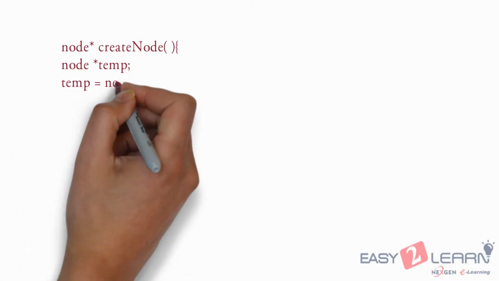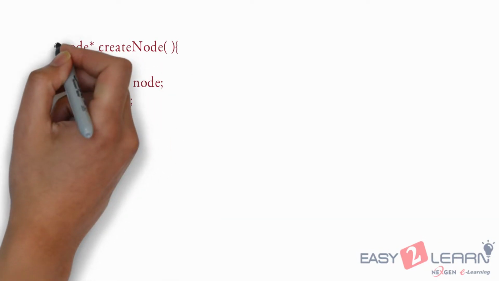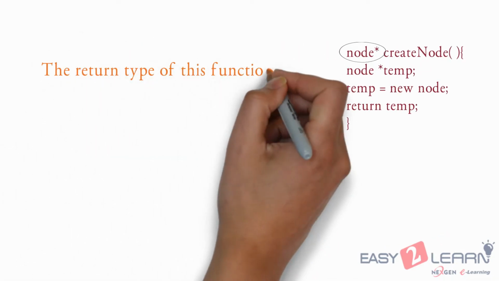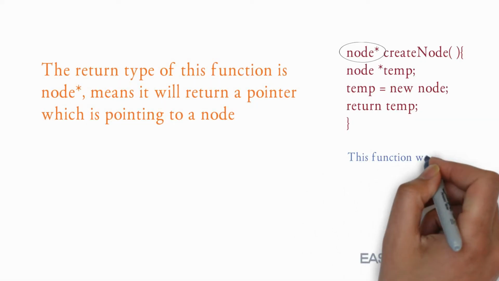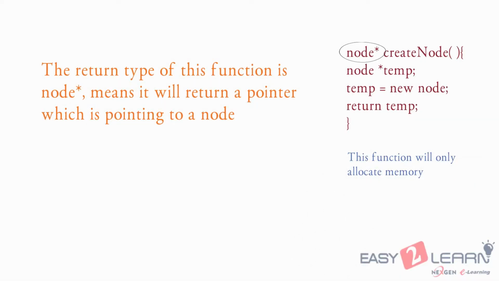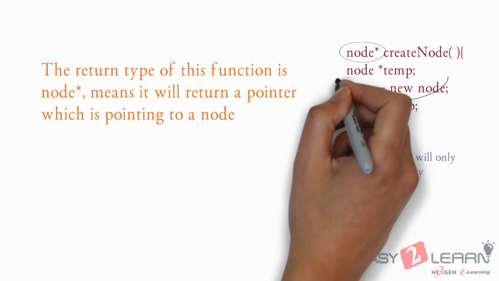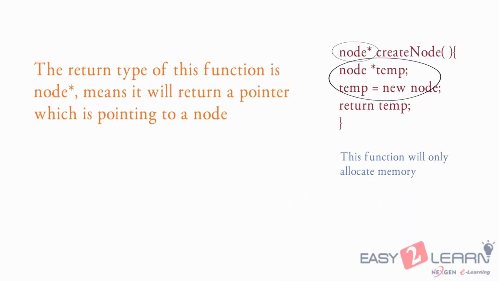So we have a node pointer here. The return type of this function is node, means it will return a pointer which is pointing to a node. This function will allocate only memory. So this is how it can be done.